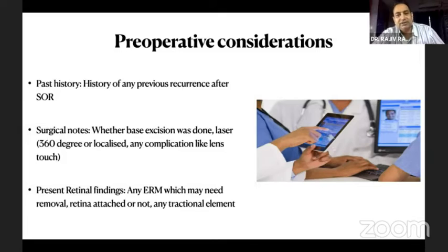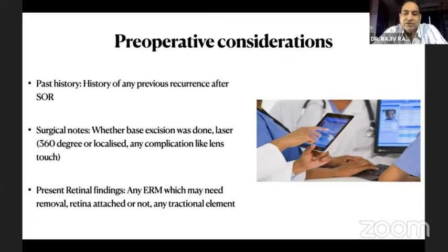Because if you have not done that, the vitreous will be there, and there is definitely a greater chance of recurrent RD. Whether laser was done, whether there was a 360-degree laser you had done or a localized laser, some of these cases you tend to look more carefully at the periphery. You may need to do more laser before you plan for a procedure.